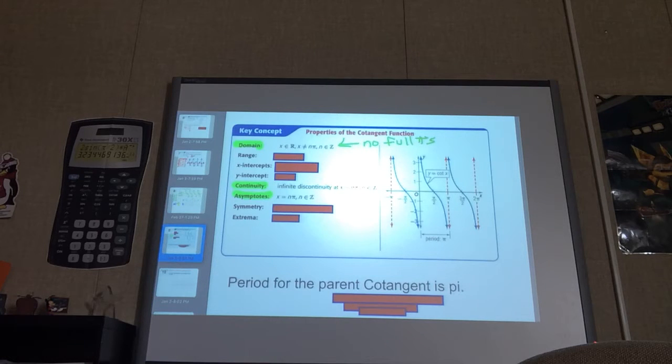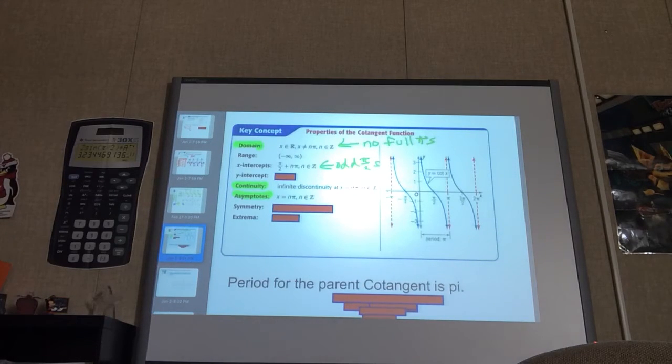The range is still all real numbers. This time the x-intercepts are at the odd pi over 2's. Do you see how our domain and our x-intercepts flipped around? The tangent is the exact opposite of that compared to what our cotangent is. There is no y-intercept because there happens to be an asymptote there. There is no extrema. There's no max and min. And the symmetry is still odd. So the cotangent of negative x equals the negative cotangent of x.